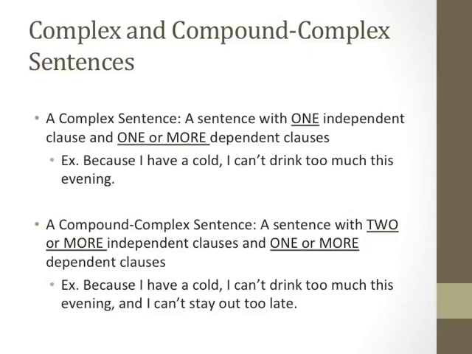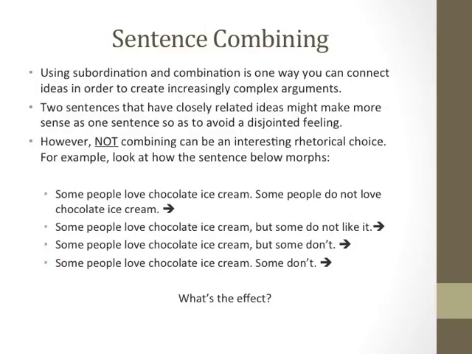Now, a compound-complex sentence is just one more variation on that. In this case, you have two or more independent clauses and one or more dependent clauses. Now, obviously, the more clauses you have, the more phrases you have, the more complicated your sentence is going to become. Sometimes that's a good thing, and sometimes that's not so good, because you don't want your reader to just not understand what you're talking about.